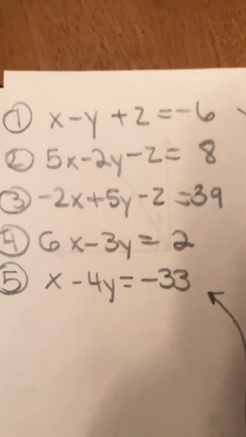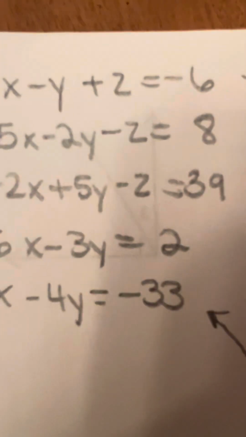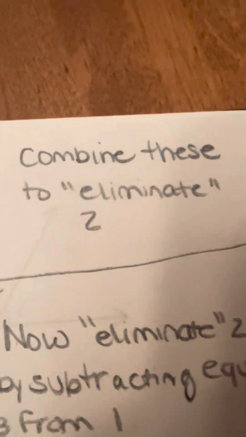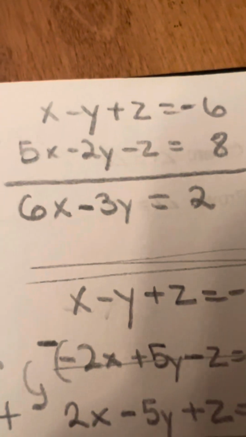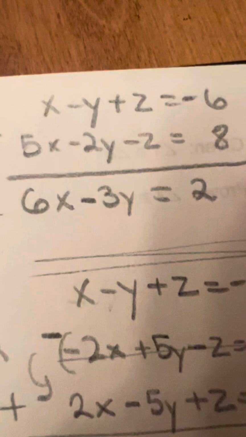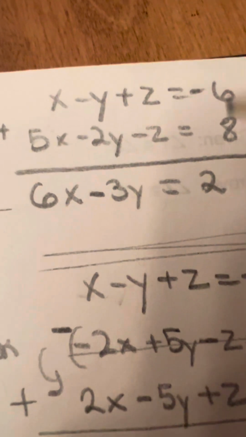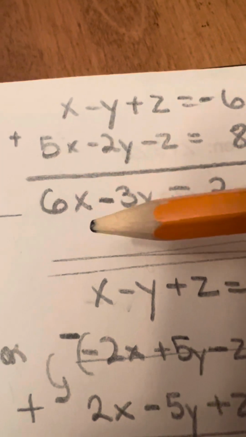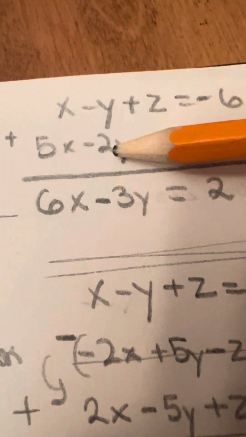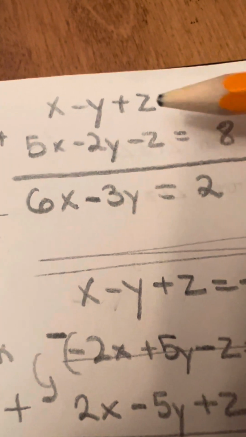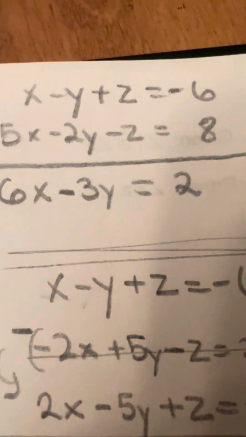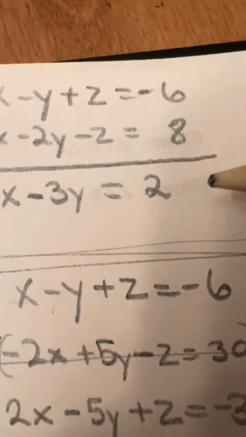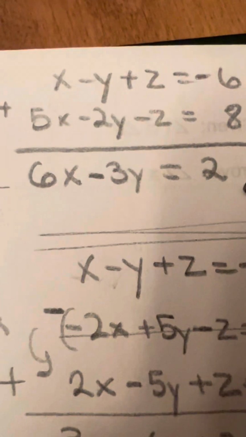So the first thing I'm going to want to do is, I noticed that we have a positive z here and a negative z. So I'm just going to eliminate the z by adding those two together. There's the first equation and the second equation. We just add them together like we normally do in a system of equations. We get 6x. These two add up to be negative 3y. The z's are going to cancel each other out, and then we add negative 6 and a positive 8, and we get 2.